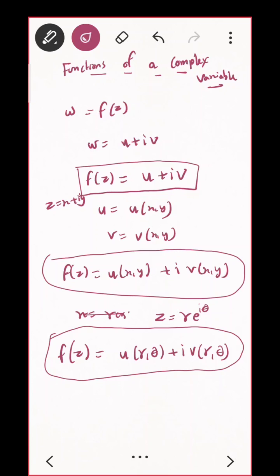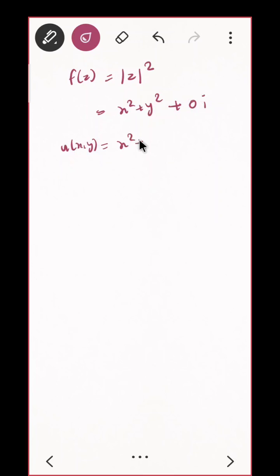So let us take some example. Can we write f of z equal to mod z square? What is mod z square? This is x square plus y square, and can I write plus 0y? That means what is my u of x y? That is x square plus y square. What is v of x y? That is 0. So this is the real part of that function and this is the imaginary part of that function. You can define rational functions also, that is something upon something.